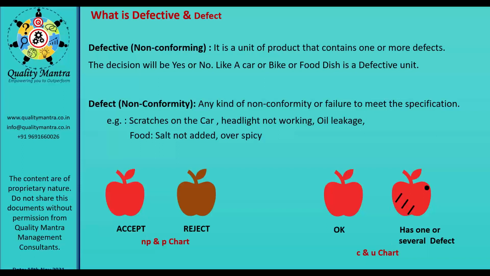So what is this defective and what is this defect? We are going to learn this, then we will see the formulas, and then we will see how to plot the graph. Because now you people have understood, it is just application of the formula and calculating the control limit, and after that it is very easy for you to plot the graphs. Now what is defective and what is defect?